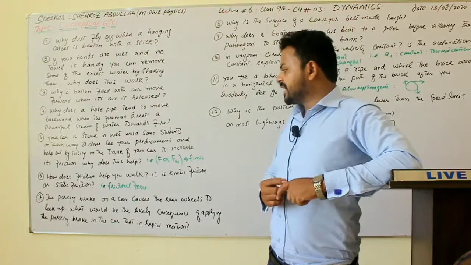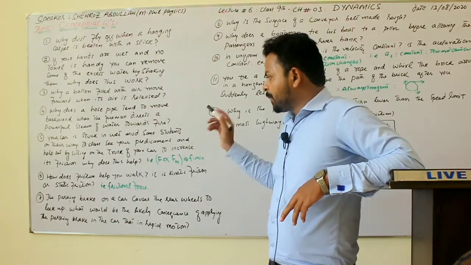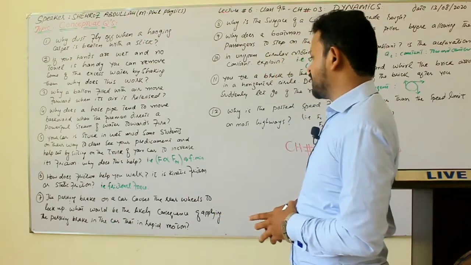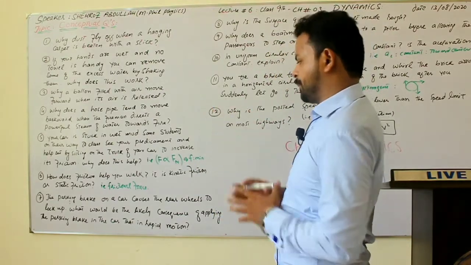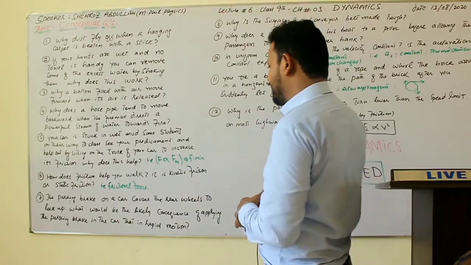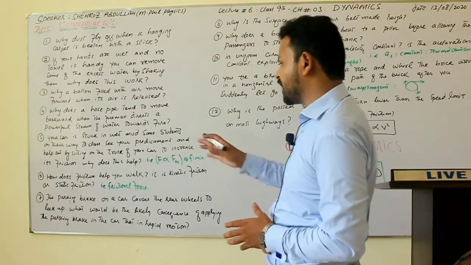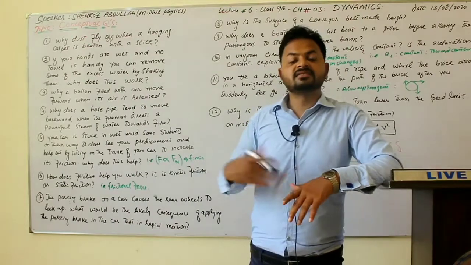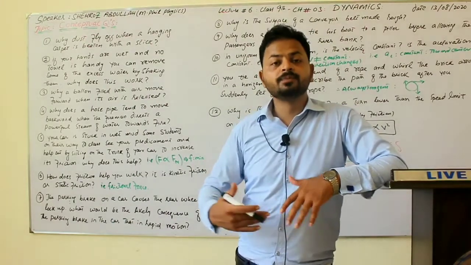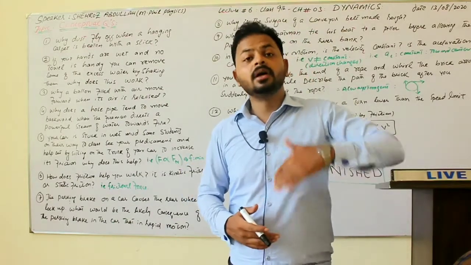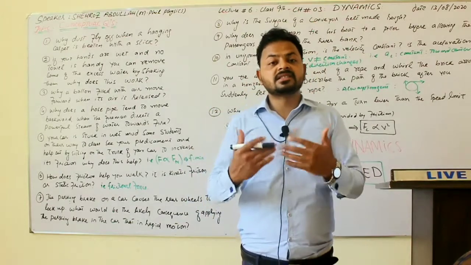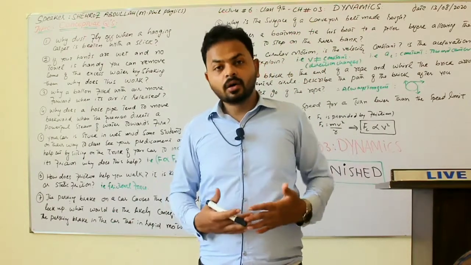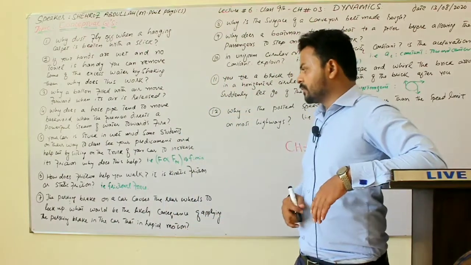Then coming towards question number 7, the parking brakes. If the parking brake on a car causes the rear wheel to lock up, what would be the likely consequence of applying the parking brake in a car that is in rapid motion? You know, when the car is in rapid motion and we apply brakes, the rear wheels are locked up while the front wheels are still moving, and because of inertia the car skids. So this was all about question number 7.